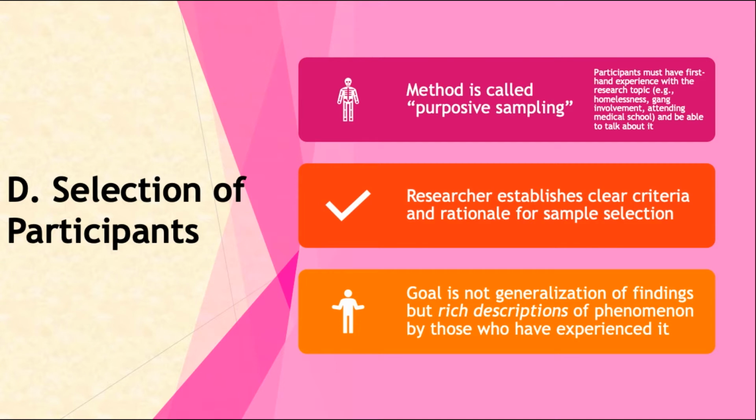So you as a researcher establish a clear criteria and rationale for the sample selection. So you have to justify your sample, as I say. The goal is not generalization of findings, but a rich description of a phenomenon by those who have experienced it. So your goal is not just to get information that can be generalized, but to collect as much data or information as you can so that it allows a rich description of that phenomenon, so that you can describe that particular phenomenon from different angles.